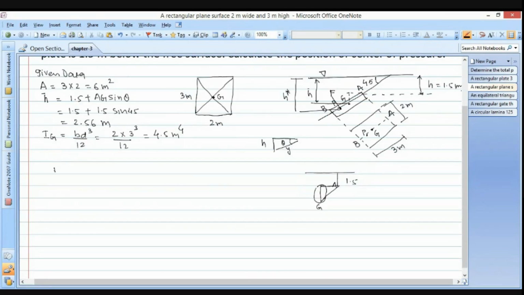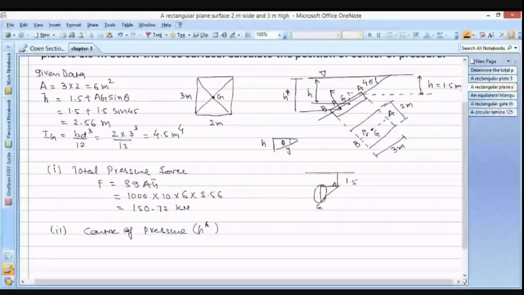First we calculate the total pressure force, and then we calculate the center of pressure. The total pressure force is indicated by F, which equals rho g into A h cut. Rho is for water, so 1000. G we are taking as 10. Area is 6 meter square into h cut, which is 2.56. So our answer comes to 150.72 kilonewton.